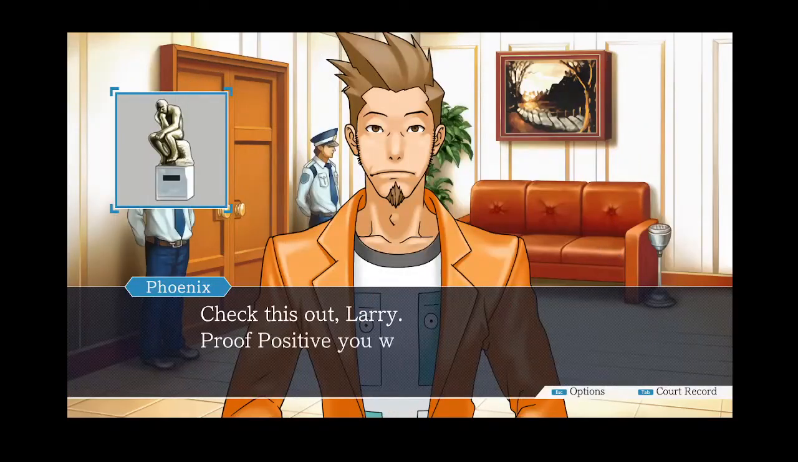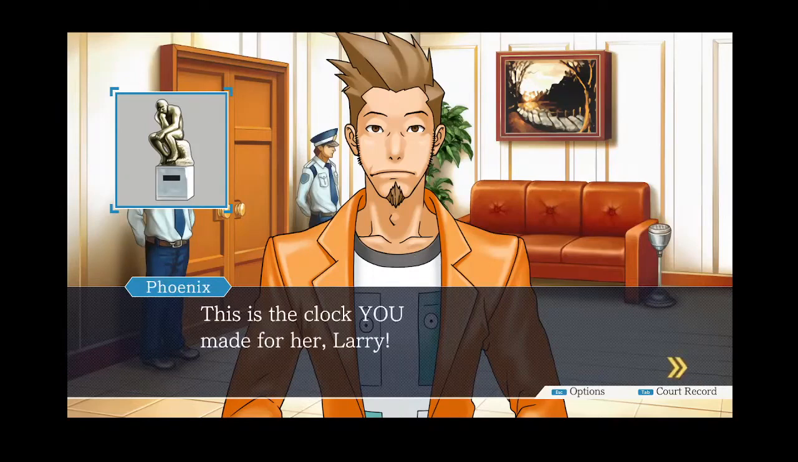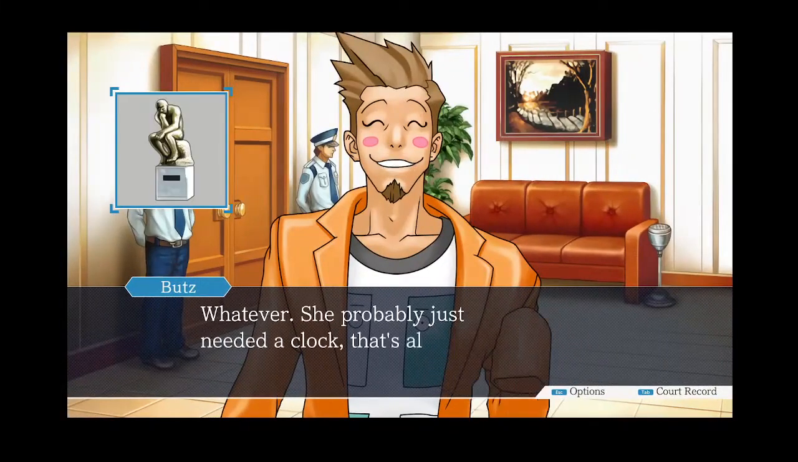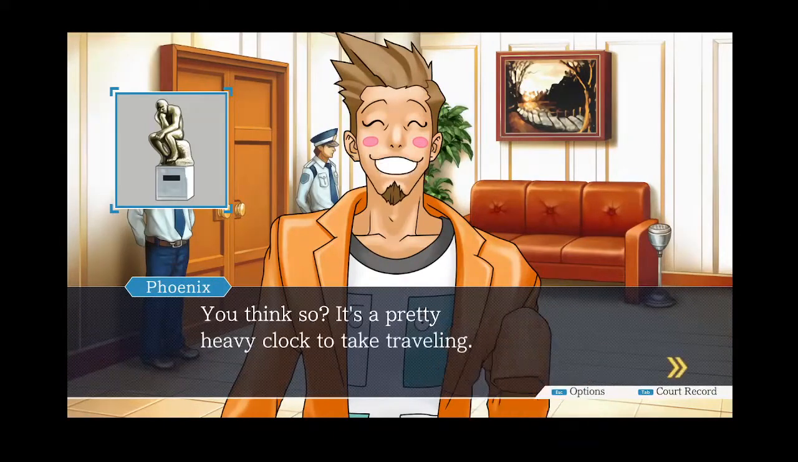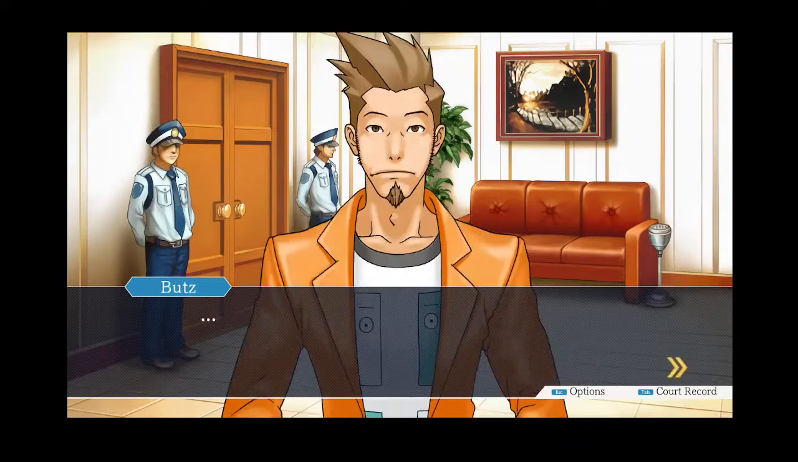Check this out, Larry. Proof positive. You weren't just some chump. Sorry about that. That's okay. I got interrupted again. I'm very sorry. That's okay. Huh? What about that clock? This is the clock you made for her, Larry. And she took it with her when she traveled. Whatever. She probably just needed a clock, that's all. You think so? It's a pretty heavy clock to take traveling. Well, make of it what you will.